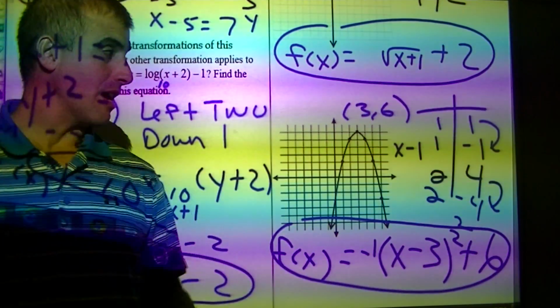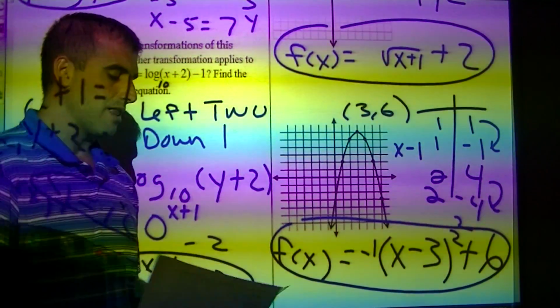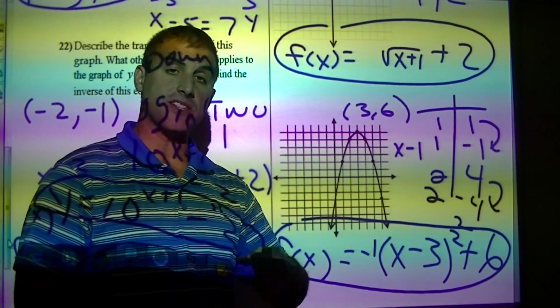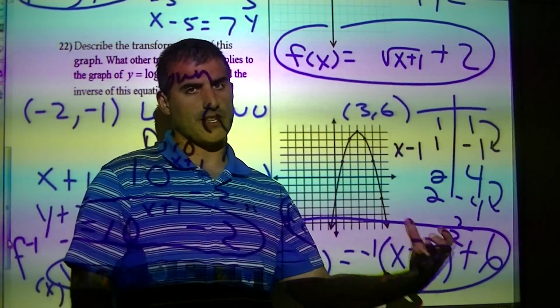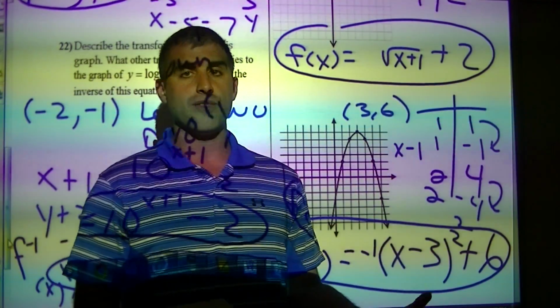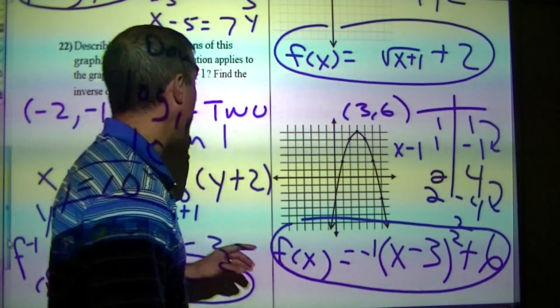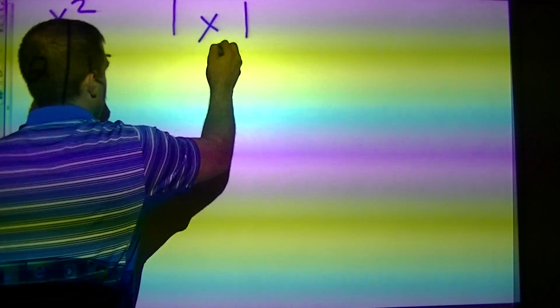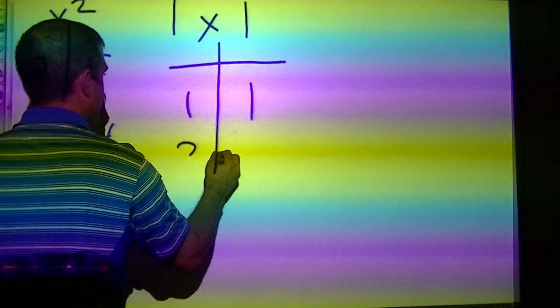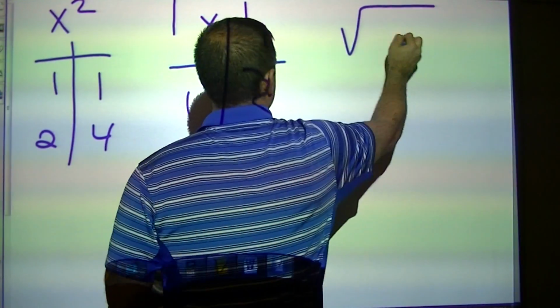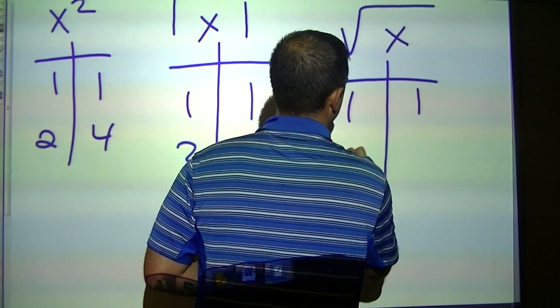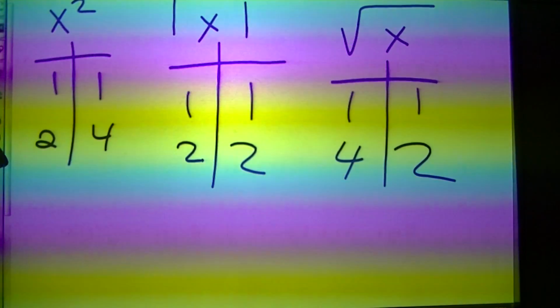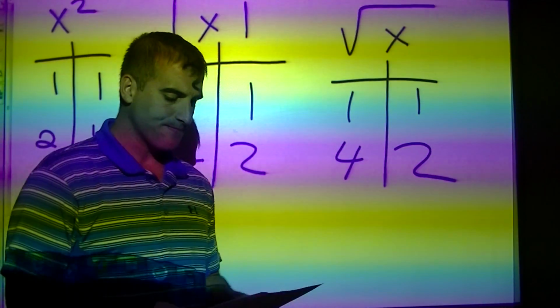As you're going through this, a lot of things are very common on graphing, anchor points. Inside the function, you want to go opposite of x. Outside, you follow. That's common. Know your key points. What are some of your key points? For quadratic, 1, 1, 2, 4. For absolute value of x, you're 1, 1, 2, 2. For square root, you're 1, 1, 4, 2. Understanding those anchor points is going to be key.